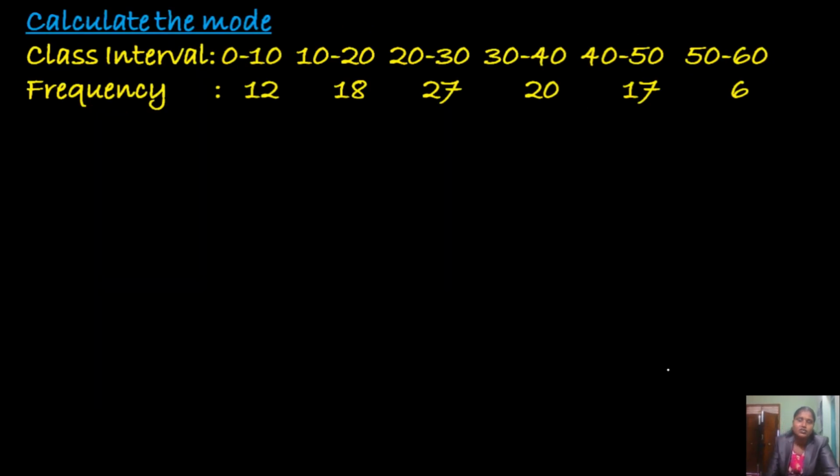Let's now move on to the problem. Calculate the mode. Here the class intervals and corresponding frequencies are given. Class intervals are 0 to 10, 10 to 20, 20 to 30, 30 to 40, 40 to 50 and 50 to 60. The corresponding frequencies are 12, 18, 27, 20, 17 and 6.